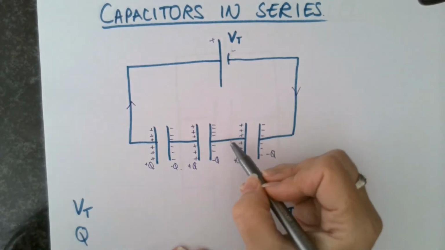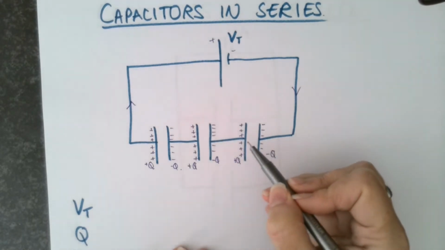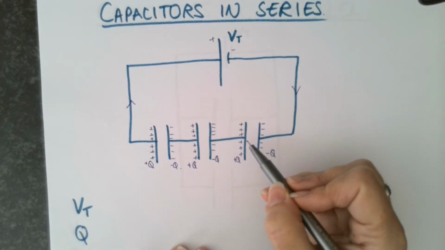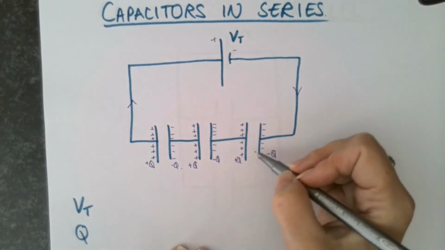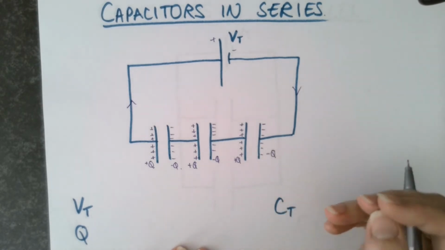You would also see that current flowing during the charging process between the capacitors, but remember again, you wouldn't see any charge flowing within the capacitors. There's that gap, that dielectric.